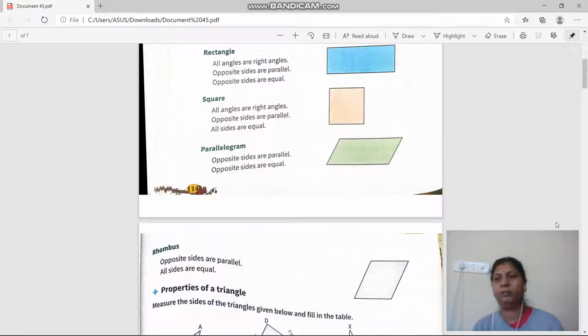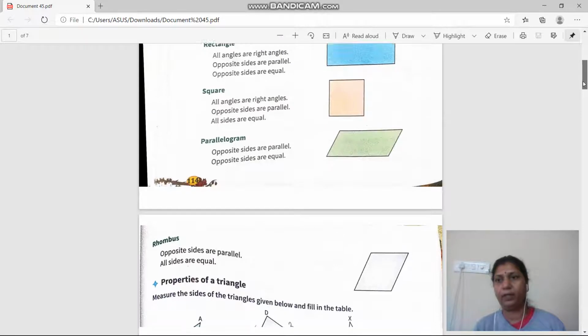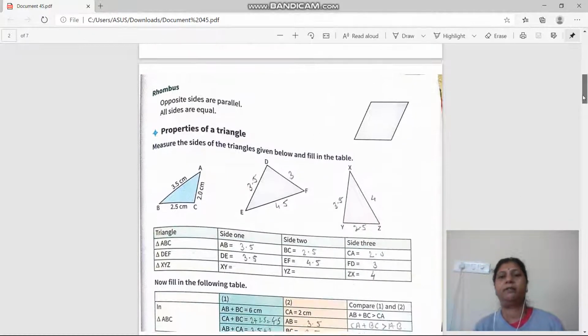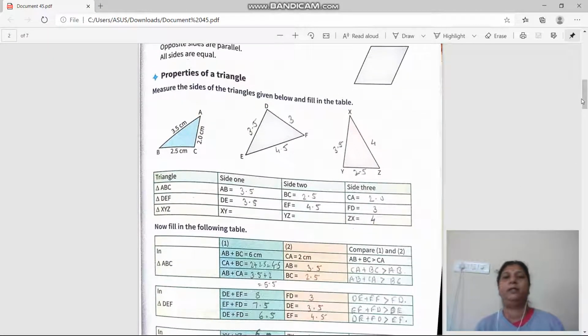Then we study the properties of a triangle. So what is the property of a triangle? First we understand with the help of this example that the addition of any two sides of a triangle is always greater than the third side. Repeat again. The addition of two sides of a triangle is always greater than the third side. Get it? This is the first property.